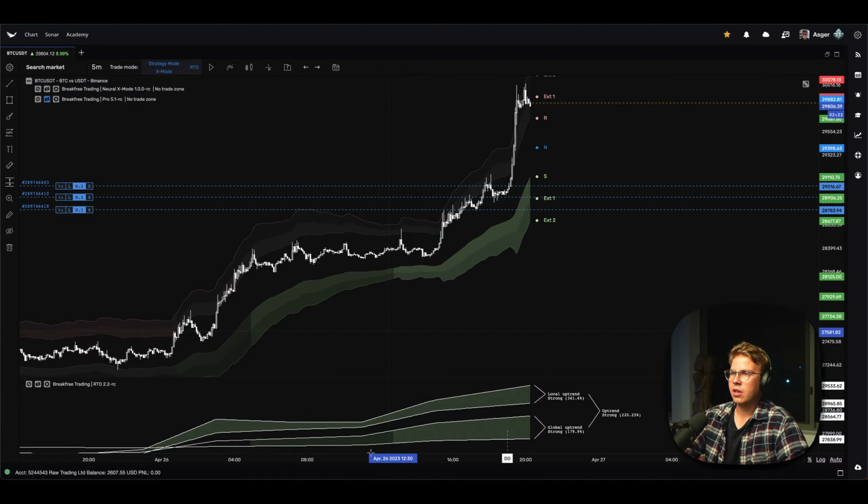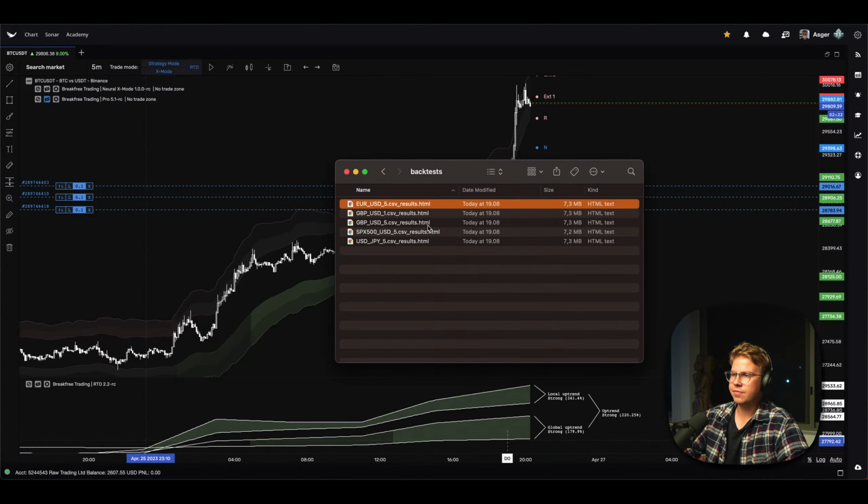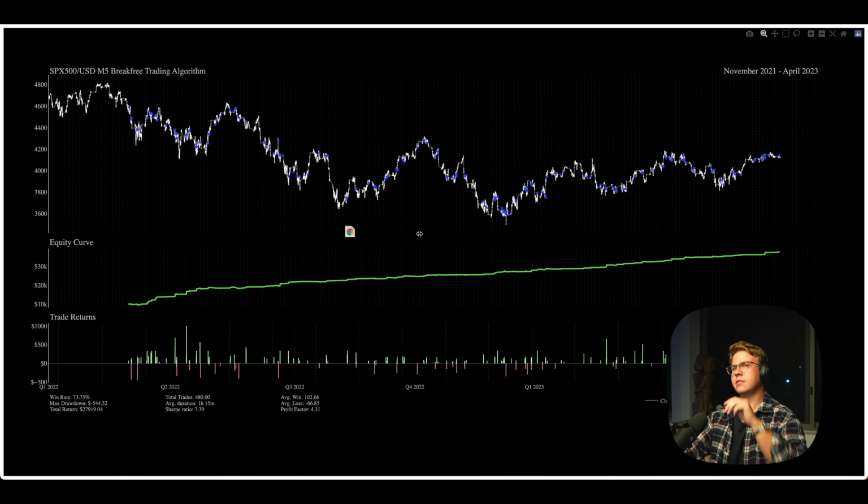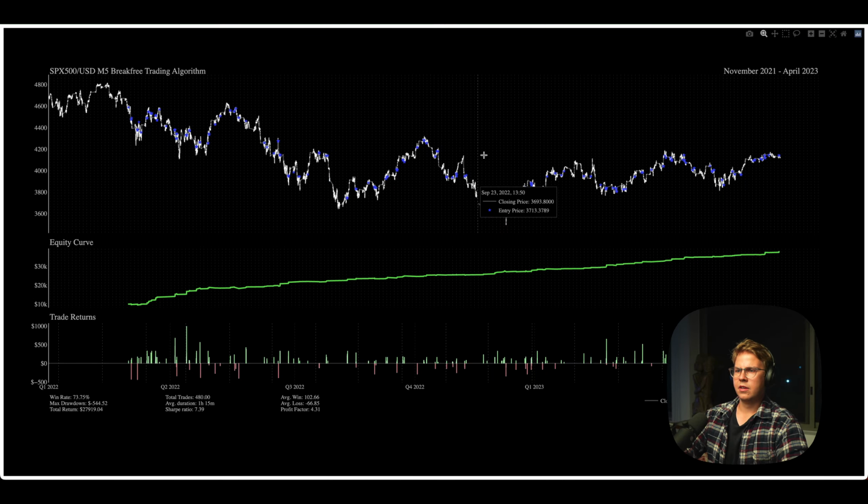So let's have a look at another backtest. This is SPX, 5 minutes, SPX from November 2021 until April 23. We can see we got a 75% win rate, a max drawdown of $544, total return of $27,900. Total trades 480, average duration 1 hour 15 minutes, a Sharpe ratio of 7.39.